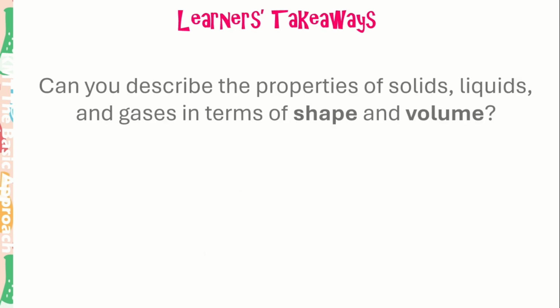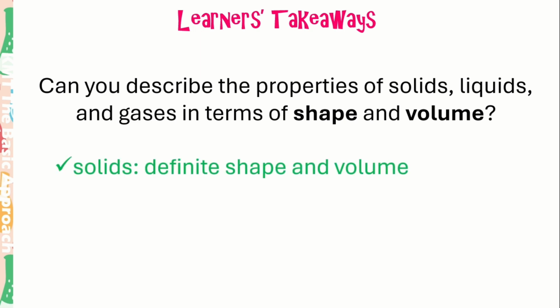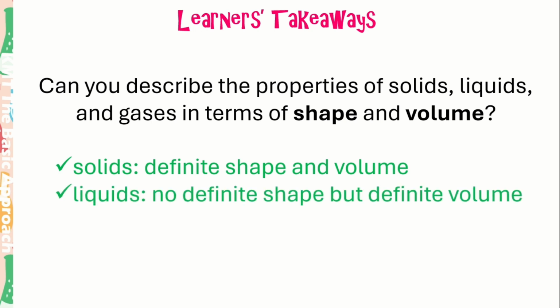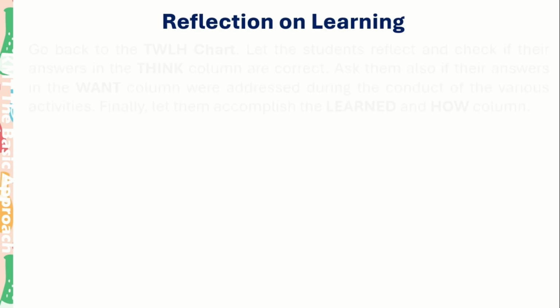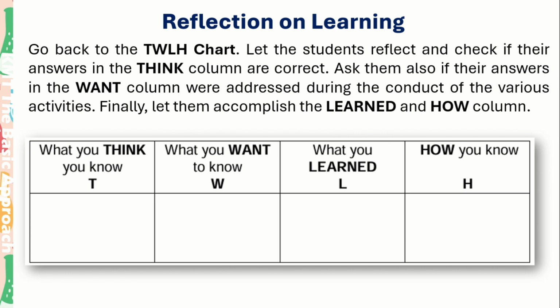Learners' takeaways. Can you describe the properties of solids, liquids, and gases in terms of shape and volume? Good job! Solids have definite shape and volume. Liquids have no definite shape but definite volume. Lastly, gases have no definite shape and volume. Reflection on learning, to be guided by our actual teacher.